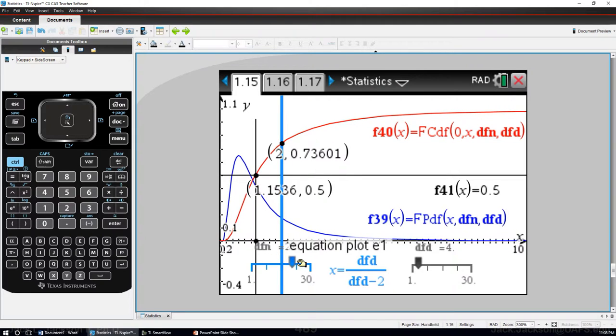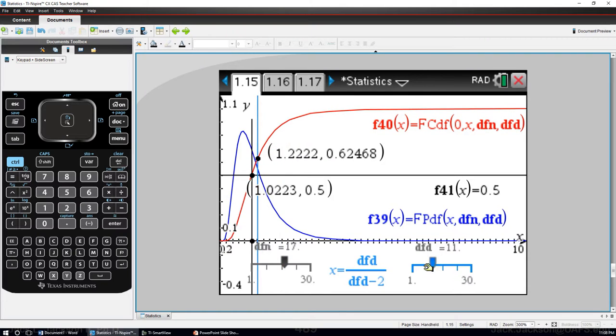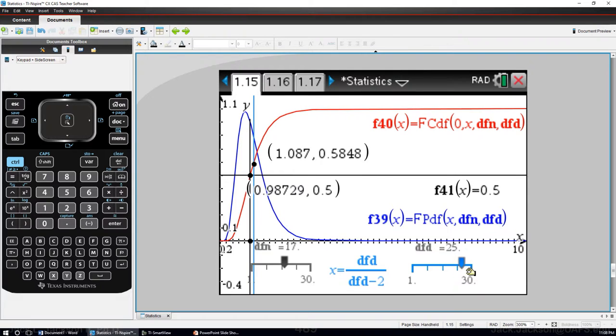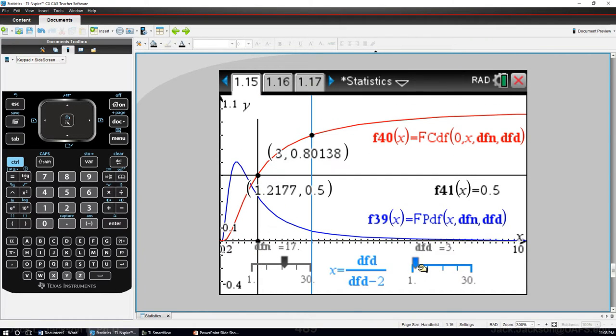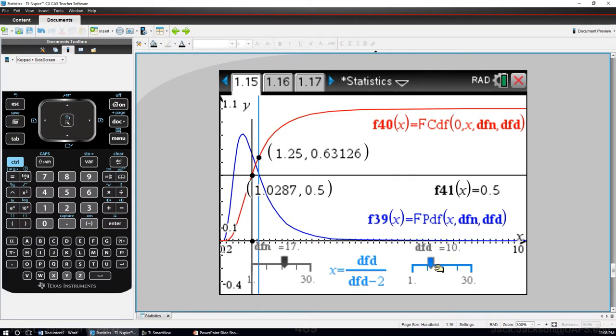It looks like the median is switching a little bit. This one's going to move the mean. As we go further to the right, it looks like the mean is getting smaller, getting closer to the median, and getting kind of further out here. Okay, so you can see how that affects the graph of the CDF and the PDF as we change those two different degrees of freedom. And of course you see the skewness there as well.